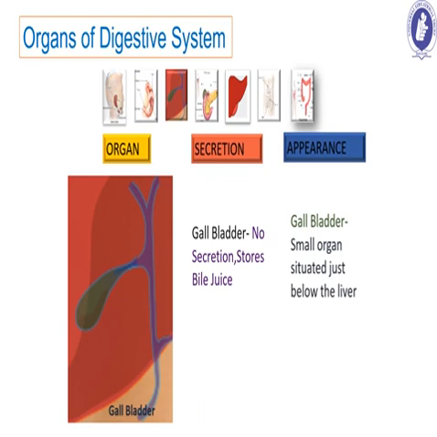Now, as we already said, there is a small organ called the gallbladder. It is situated just below the liver. It does not produce any secretions, whereas it only stores the bile juice. Bile juice is produced by the liver. Before releasing into the small intestine, it will be stored in the gallbladder.